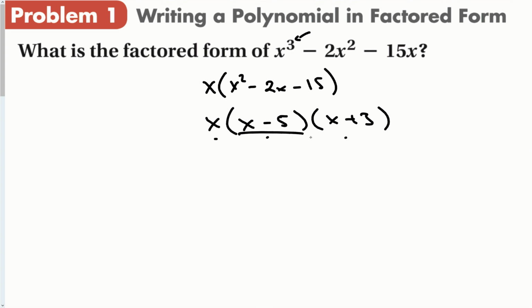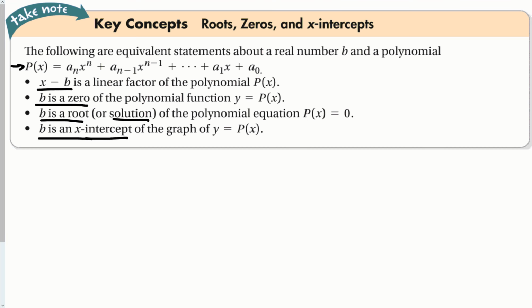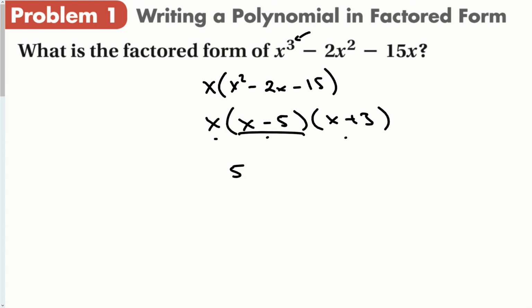Okay, so once you have it in factored form, in fact, let's just go back to this one, x minus 5. That means 5 is a root, a 0, a solution, and the x-intercept of the graph, right? This is x minus b. You always solve for x, so it would be x is equal to b. So b is all those things, in the other case 5 is, as well as negative 3, and don't forget this one, x equals 0. So these are going to be the three roots of this expression.